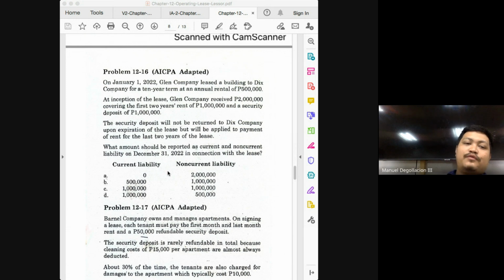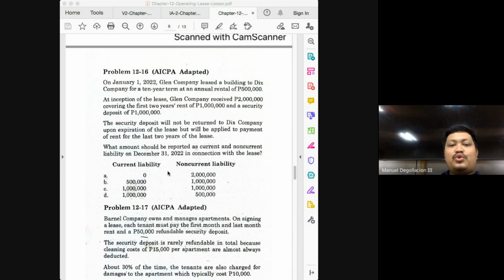Okay, so focus first on the 1 million for the first 2 years. You receive the 1 million. Out of the 1 million, how much have you earned after the first year? You have already earned the first 500,000. How much have you not earned? You have not earned the second 500,000, because it represents the rent for the second year. But that is still unearned, but you have already received it. Since you have received payment for something you have not yet earned, that will be reported as an unearned income, which is a current liability. So how much would be your current liability? That would be 500,000.